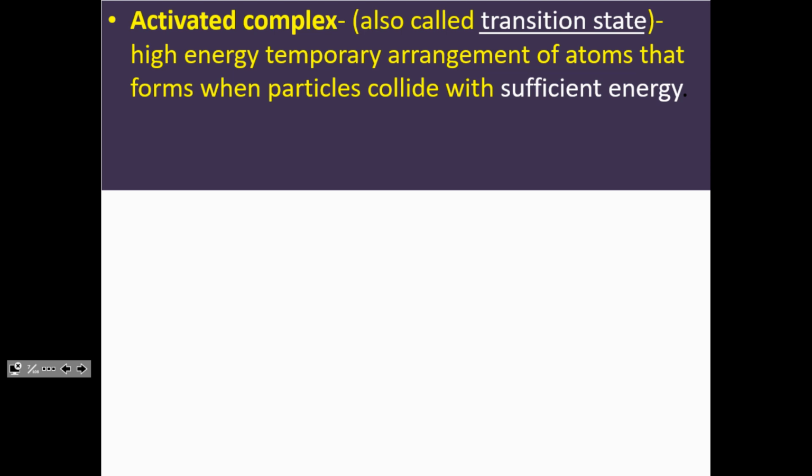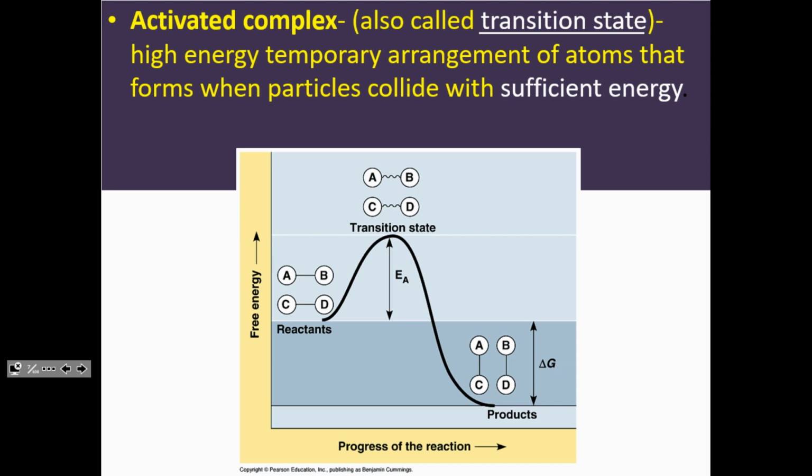So let's go back to that activated complex. Also known as the transition state, it's the point at which the reactants can become products. We've reached the top of the hill. It's a high energy temporary arrangement of atoms that form when particles collide with sufficient energy. So we're going to look at a potential energy diagram for reactions, and this is going to be key for us to understand reaction rates.